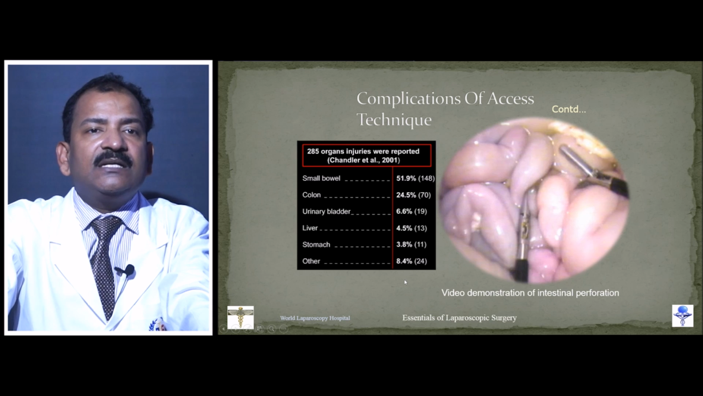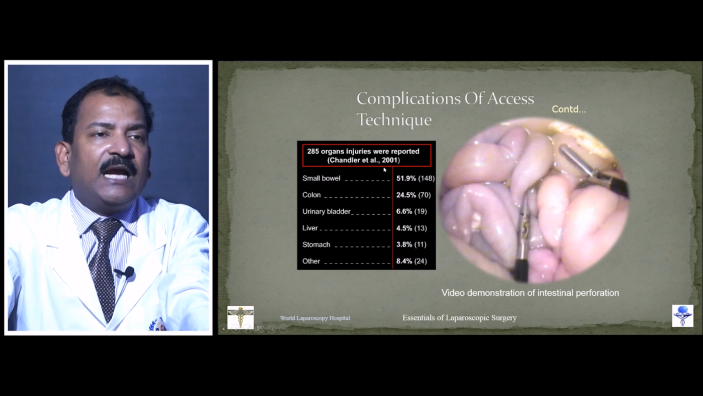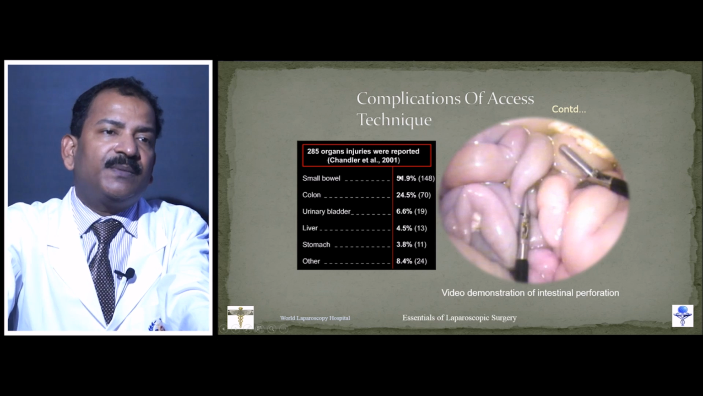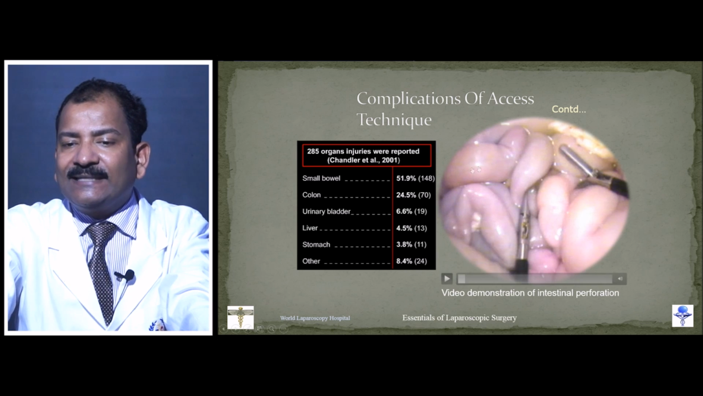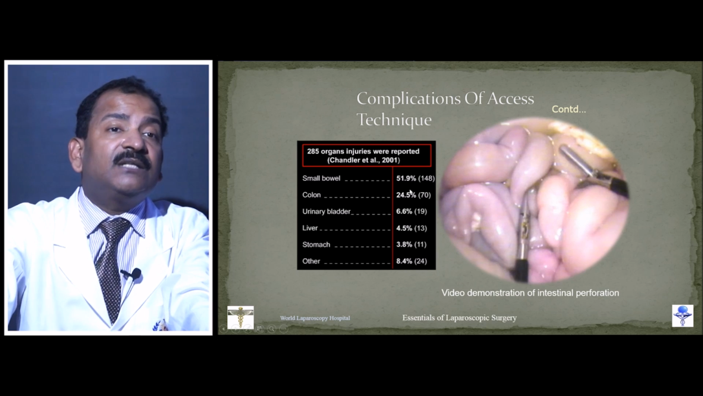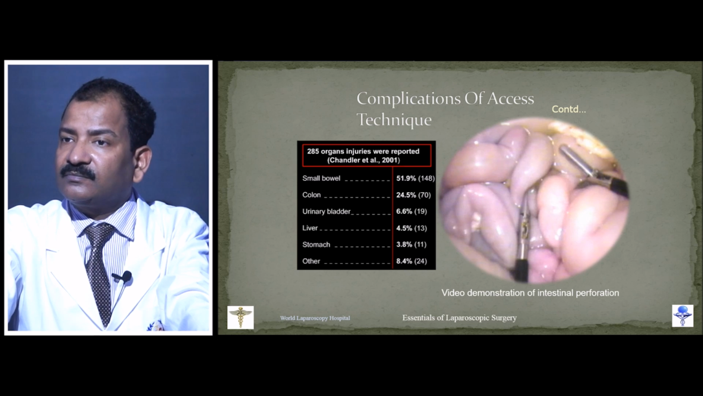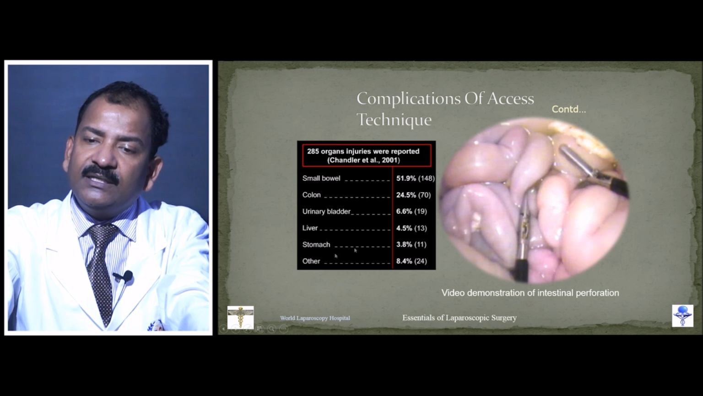So, according to Chandler's study, done in 2001, this is the incidence of injury. He studied 10,000 patients, and 51.9% of all the complications which happen in laparoscopy are small bowel injury. In 10,000, 148 cases, meaning 1.4%, is the average incidence of small bowel injury. Then colon, then urinary bladder, then liver, then stomach.